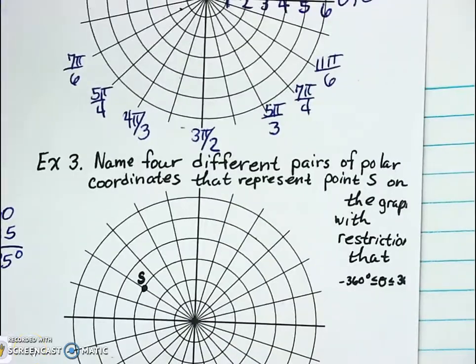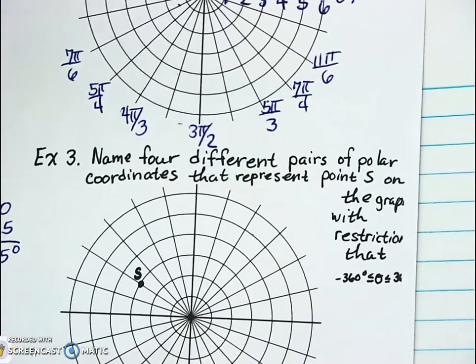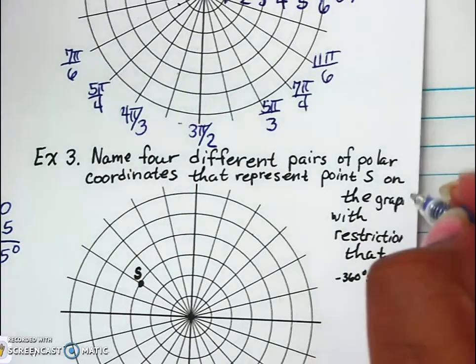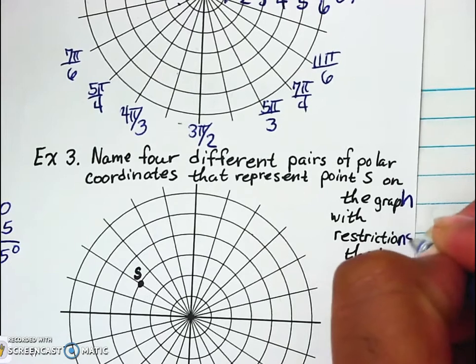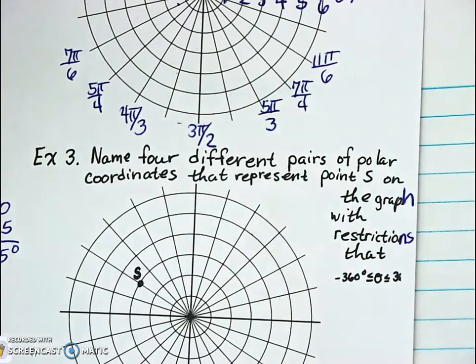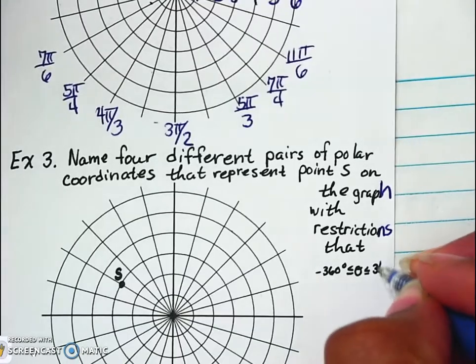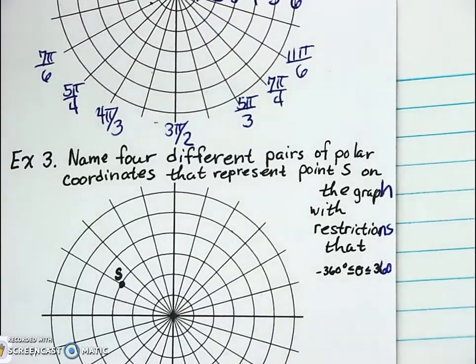All right, so we have example 3. Now with example 3, it says name 4 different pairs of polar coordinates that represent point S on the graph, with the restriction that theta is between negative 360 and positive 360 degrees.